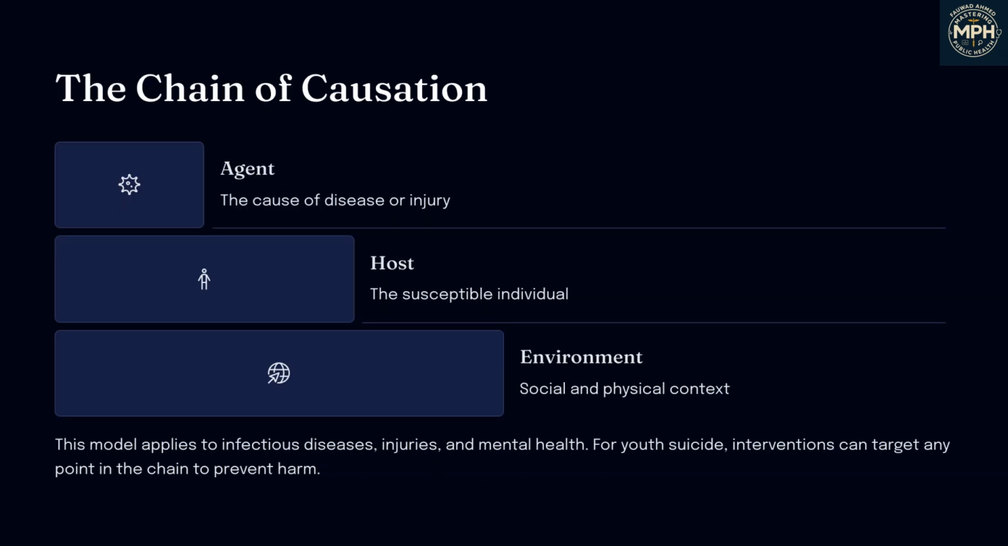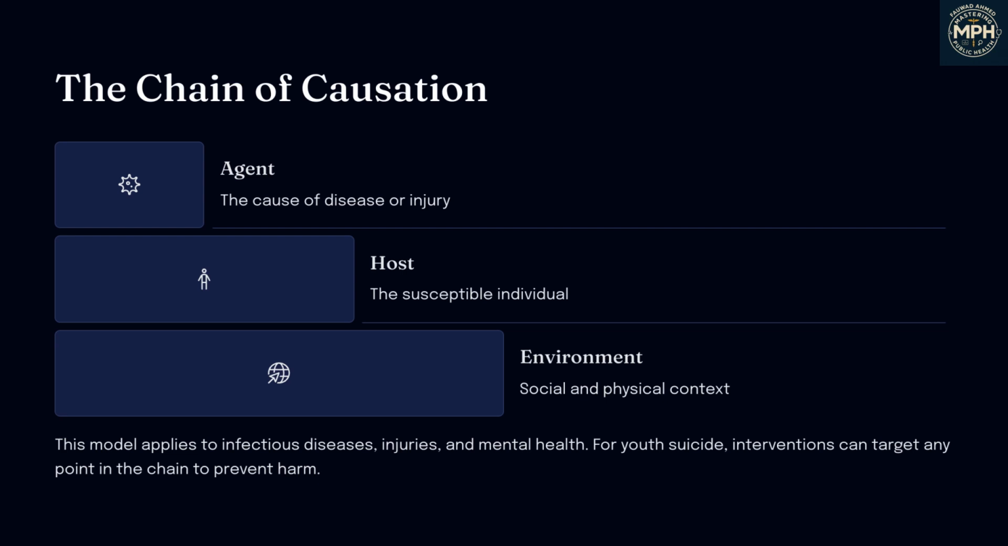Section 7. The chain of causation. Another helpful model for designing interventions is the chain of causation. This model typically involves 3 parts: an agent, a host, and the environment. Originally used to explain infectious diseases, where the agent might be a virus and the host a susceptible human, this model also applies to injuries, chronic conditions, and even mental health.